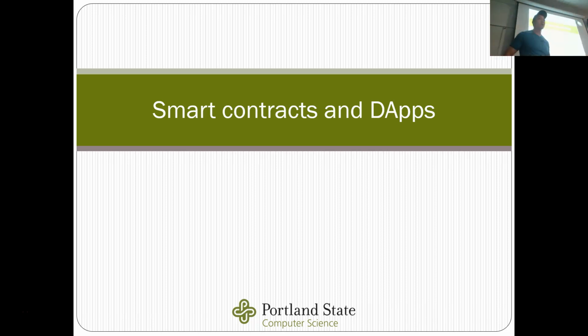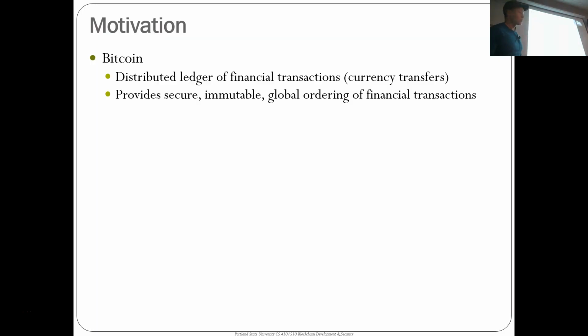Okay, today we're going to talk about smart contracts and distributed apps. So we covered Bitcoin. We won't be doing much with Bitcoin in this class, but it was a distributed ledger of financial transactions, and it's mostly being used for currency transfers. So it's not really changing very much, and the abstraction that it provides is pretty simple. What it does is it gives you this secure, immutable, global ordering of transactions.